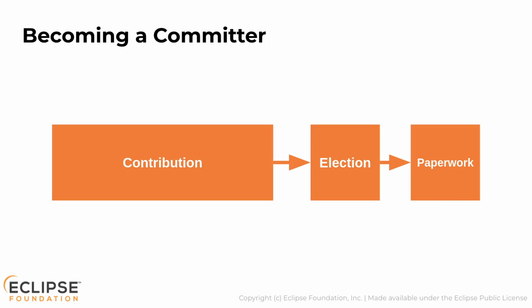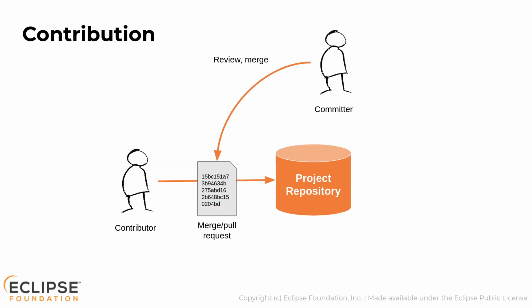There are basically 3 stages to becoming an Eclipse committer. It all starts with contribution. To be a committer, one must first contribute to the project. After having established a pattern of contribution and making one's self known to the team, an existing committer will nominate a candidate and launch a committer election. Following a successful committer election, the successful candidate must engage with the Eclipse Foundation's records team to ensure that the required agreements are in place. I'll talk briefly about each of these.